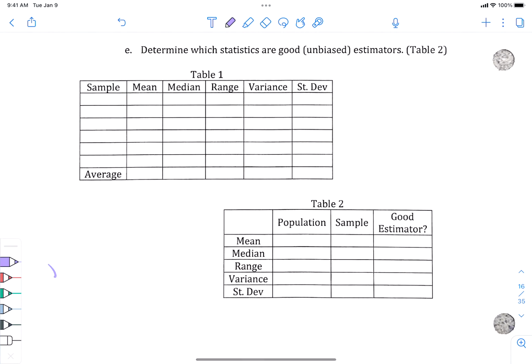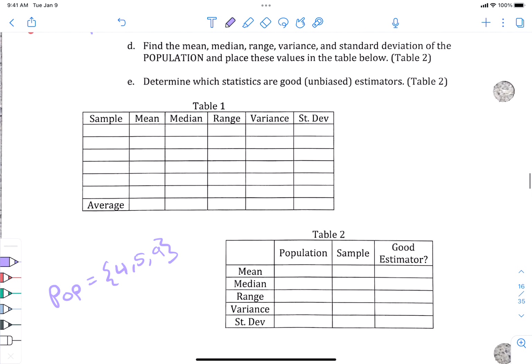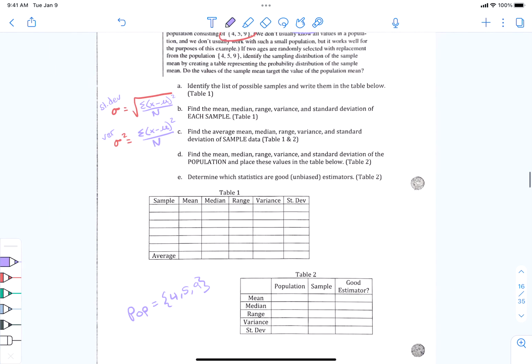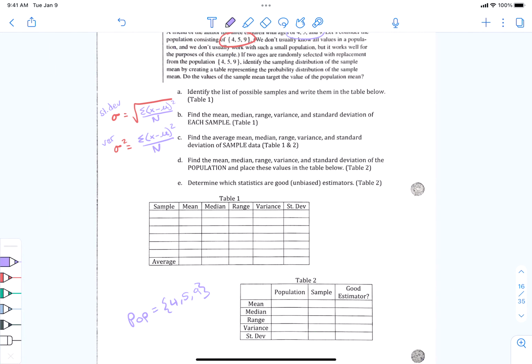I'm going to write that down over here. Population equals 4, 5, 9. That's what my entire population is. Okay? All right. Part A, identify the list of possible samples that we could choose. You guys will have these same steps when you do your homework assignment. So if you are struggling and you're not knowing what we're doing as we go through this, please ask, because you do this exact same thing on your homework.